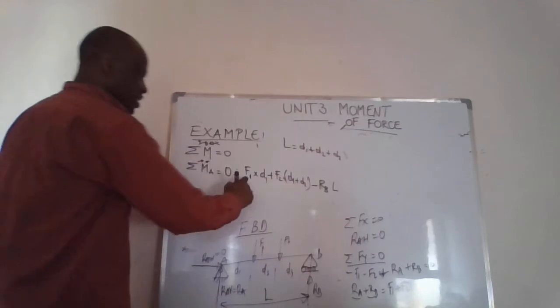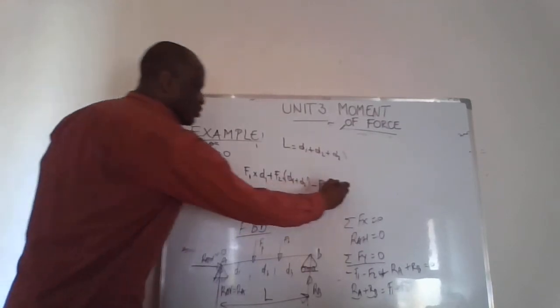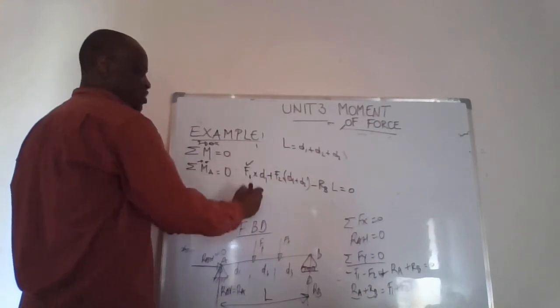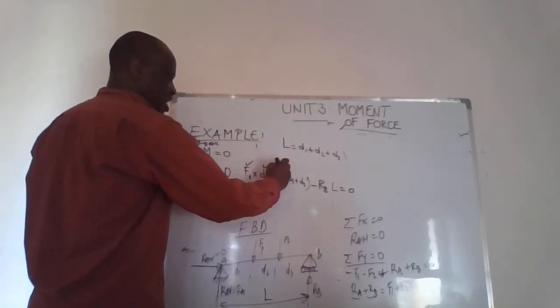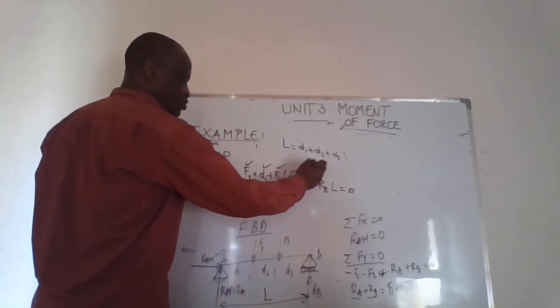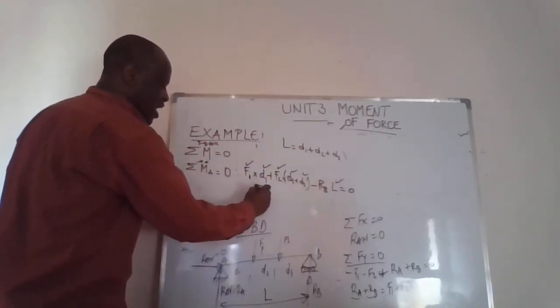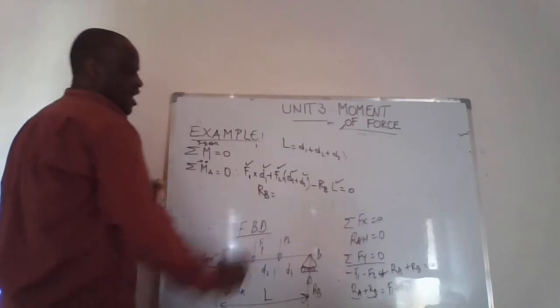Now, this algebraic sum should be equal to 0. With this equation, F1 is known, D1 is known, F2 is known, D1 and D2 are known, L is known. The only unknown will be RB. We can get RB from this equation.